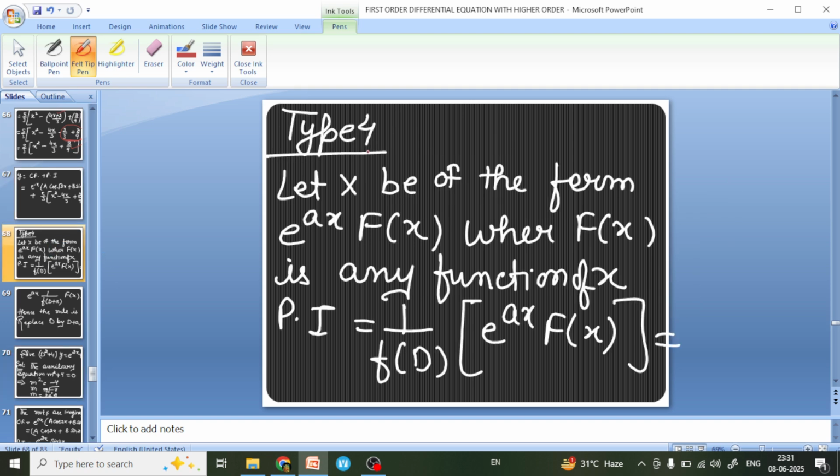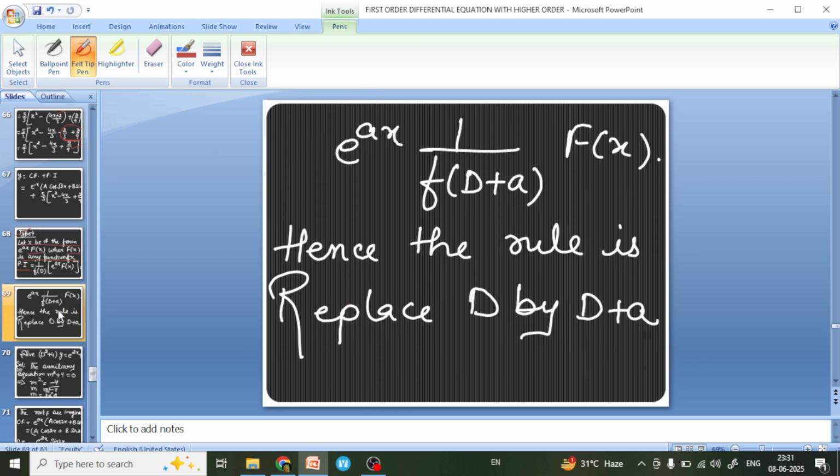Now next is type 4. Let X be of the form e raised to power ax times capital F of x, where capital F of x is any function of x. PI is 1 over f of D, e raised to power ax, function of x, that should be equal to e raised to power ax over f of D plus a, function of x. The rule is: replace D by D plus a.